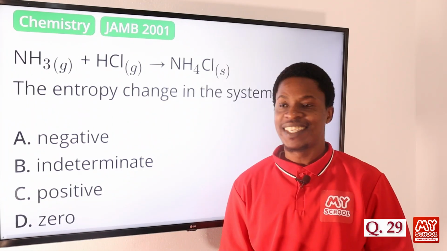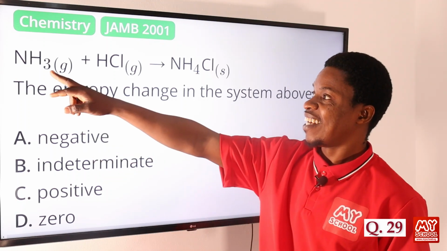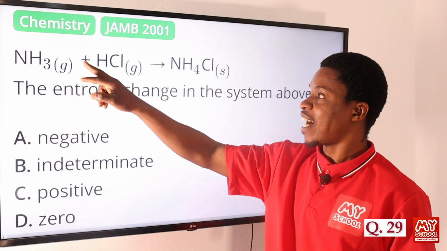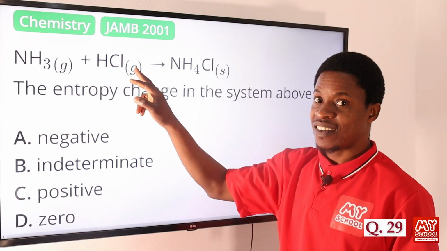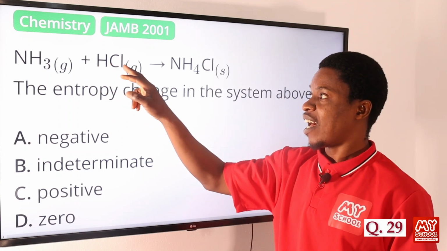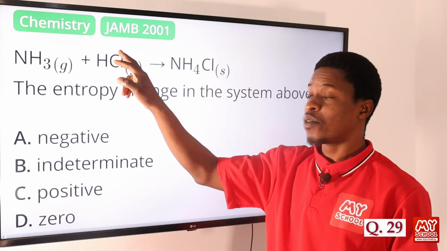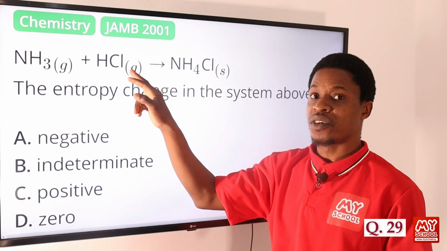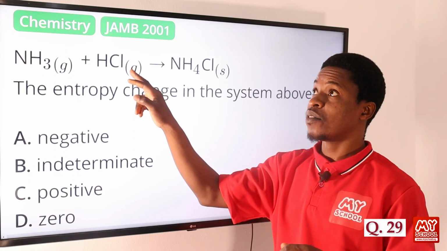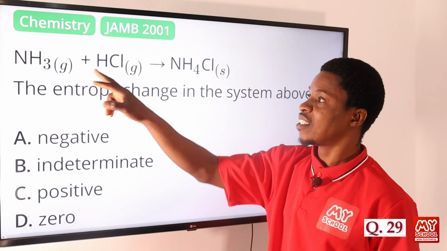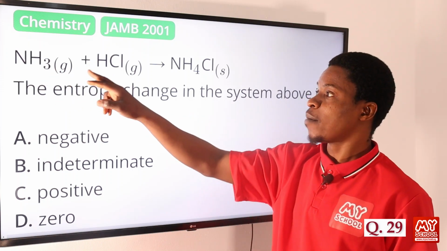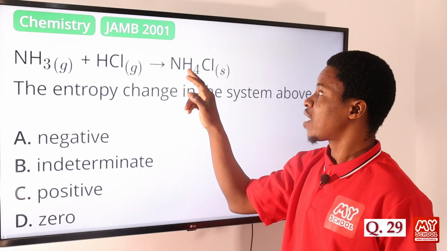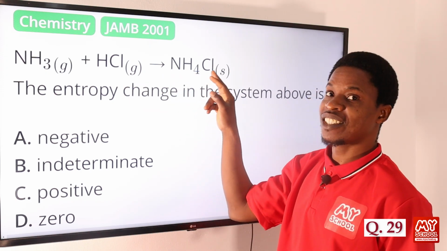Question number 29. NH3, ammonia gas, take note of that, reacts with HCl gas. This is not hydrogen chloride solution, this is not hydrochloric acid. This is hydrogen chloride because it's in the gaseous state. If it were aqueous, it would have been hydrochloric acid. So this is ammonia gas reacting with hydrogen chloride gas to give us ammonium chloride solid.